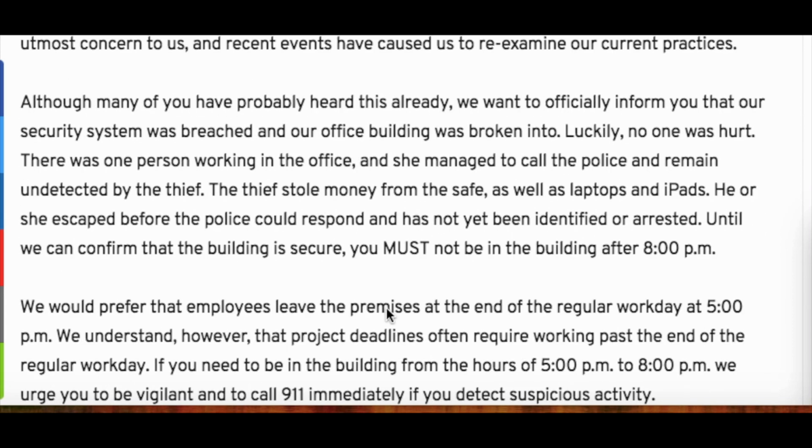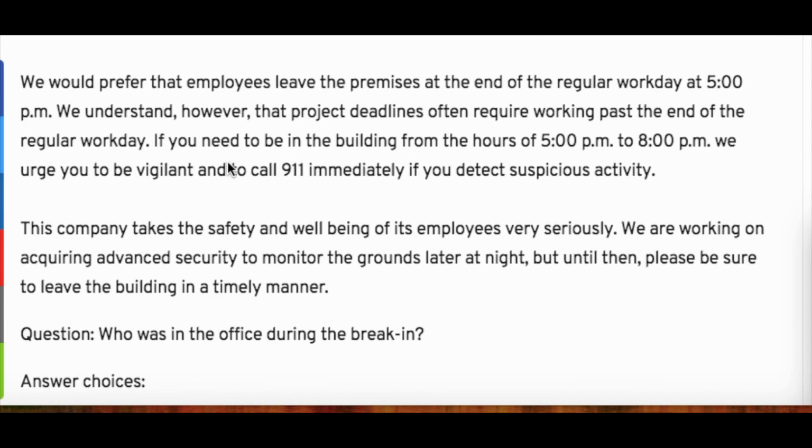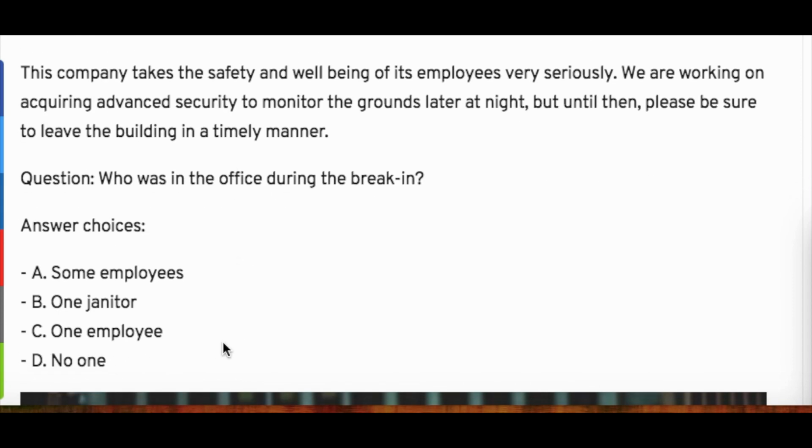Okay, so this question right here, hopefully we see it says there was one person working in the office and she managed to call the police and remain undetected by the thief. So in this case, it was just that one person, and it just tells us right here that it was just that one person, right? So the answer is C, one employee.